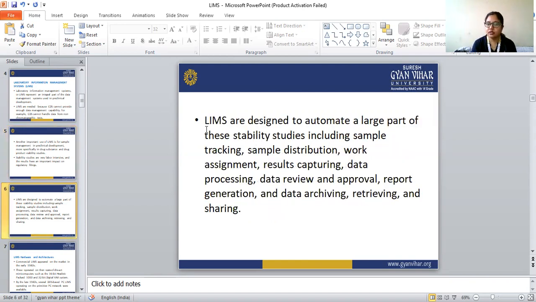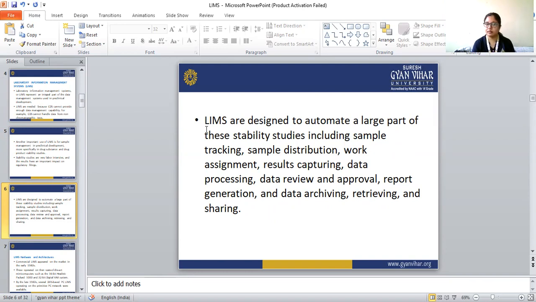LIMS are designed to automate a large part of these stability studies, including sample tracking, sample distribution, work assignment, result capturing, data processing, data review and approval, report generation, data archiving, retrieving, and sharing.